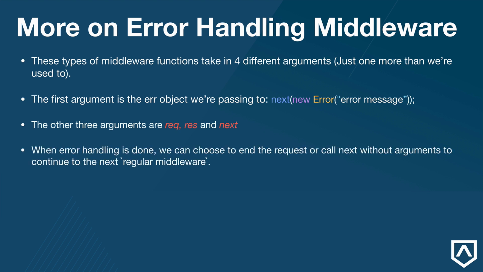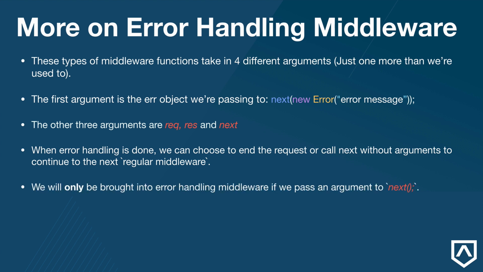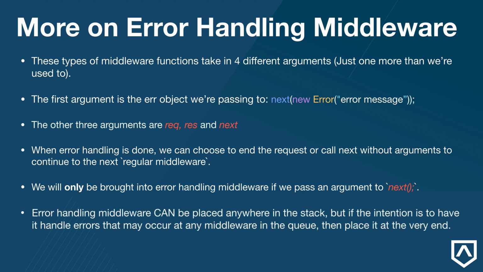When our error handling is done, we can choose to end the request or call next without arguments to continue to the next regular middleware. Remember, we will only be brought into error handling middleware if we pass an argument to next. If that argument exists, then we go into our error handling middleware where we have error, req, res, and next. Error handling middleware can be placed anywhere in the stack, but if the intention is to handle errors that may occur at the middleware in the queue, then place it at the very end.